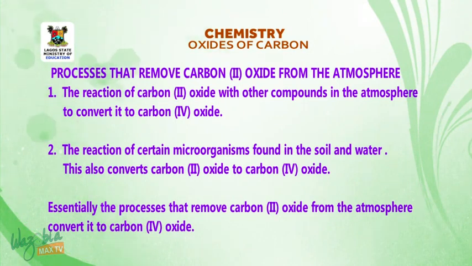Processes that remove carbon dioxide from the atmosphere. Number one, the reaction of carbon dioxide with other compounds in the atmosphere to convert it to carbon dioxide. Number two, the reaction of certain microorganisms found in the soil and water. These also convert carbon dioxide to carbon dioxide. Essentially, the processes that remove carbon dioxide from the atmosphere convert it to carbon dioxide.